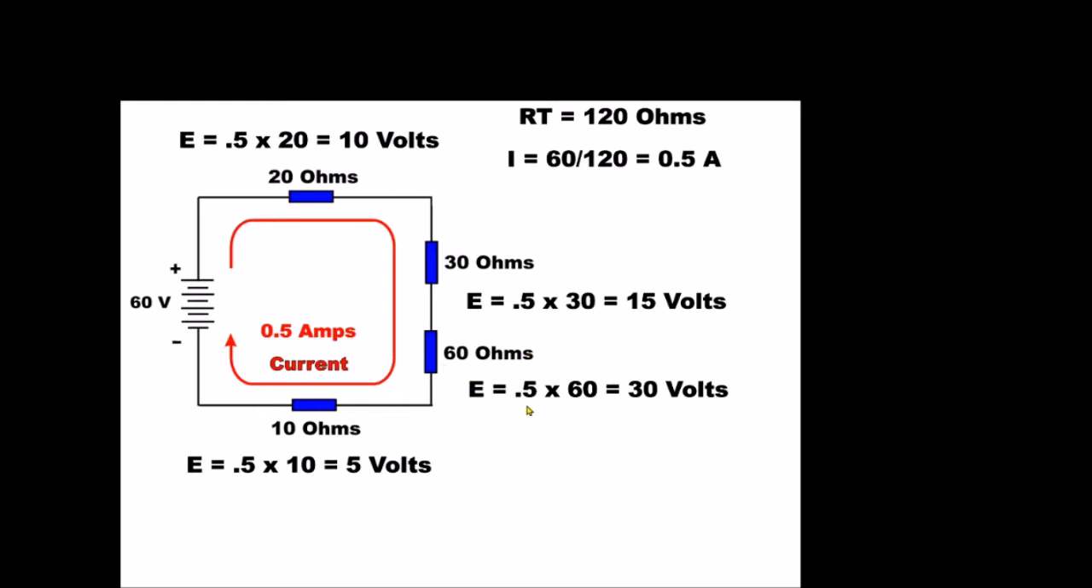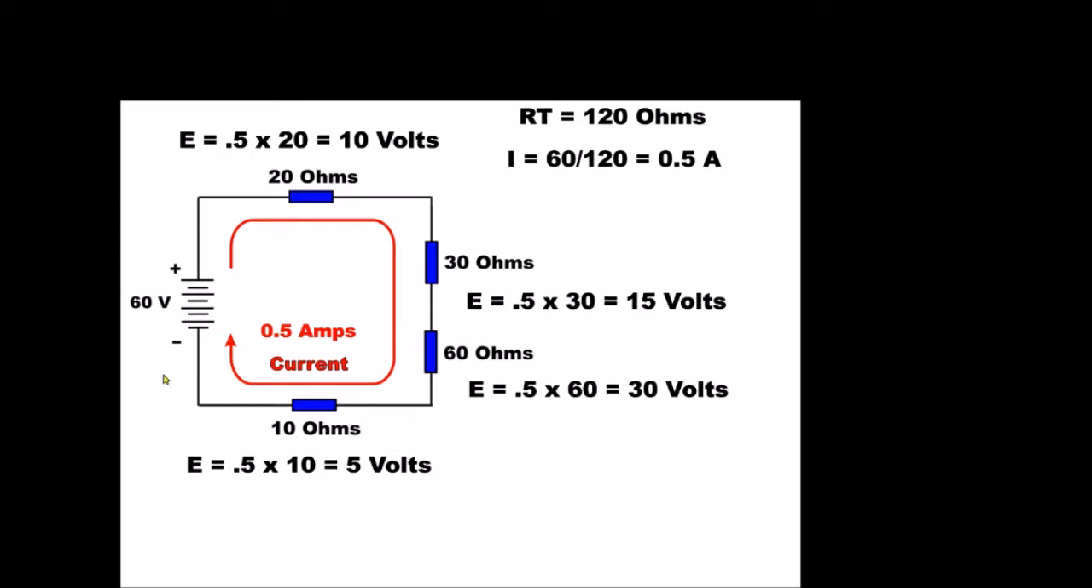So if we add up all these voltages, they add up to 60 volts. Our voltage drops across all of our loads have to add up to 60 volts. So 10 plus 15 plus 30 plus 5 equals 60 volts.